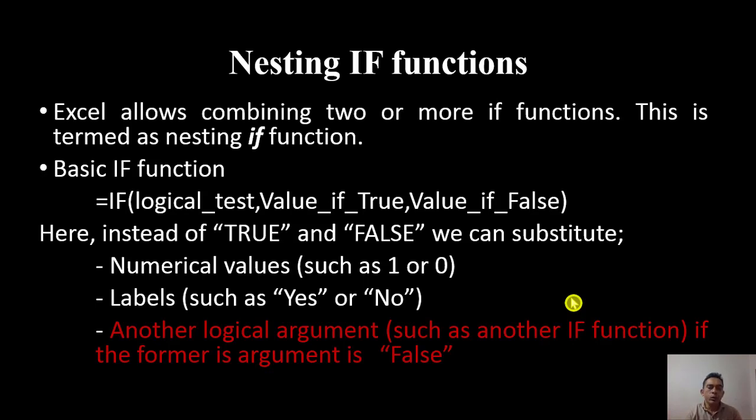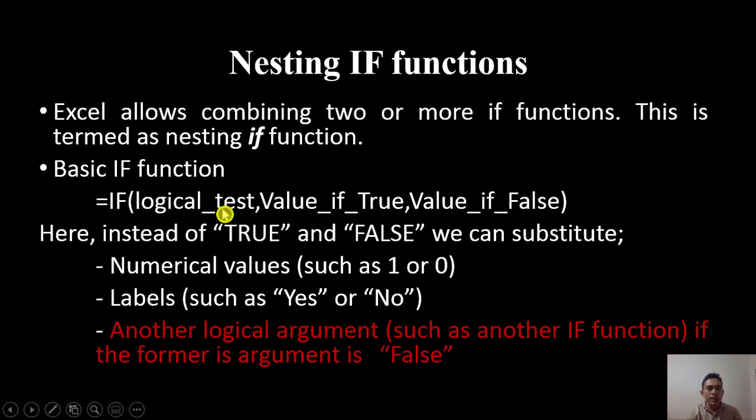Sometimes you will have to use two or more if functions together in order to derive your expected output in your accounting model. Excel allows you to combine two or more if functions in order to achieve your desired output from your accounting model. When you combine two or more if functions together, it is called nesting if functions. Before looking at the structure of the nested if function, we will first refresh your understanding about the basic if function.